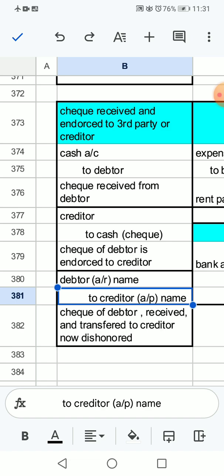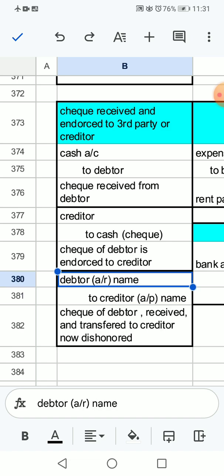And at the next stage you will go to your debtor and inform them that your check has been dishonored, so the amount is still receivable from your debtor, which is your asset. Asset has again increased. Increase in asset should be debited. That is why the name of the debtor has been debited.